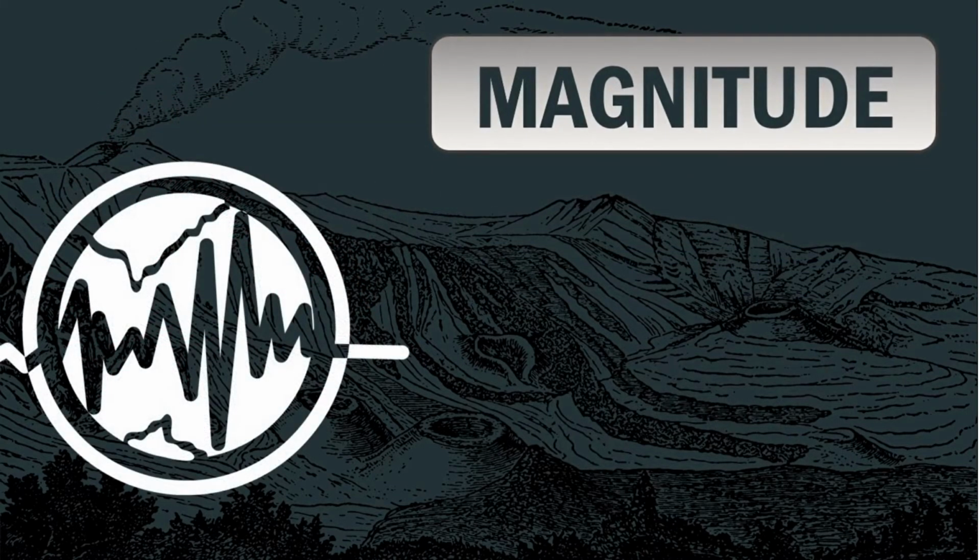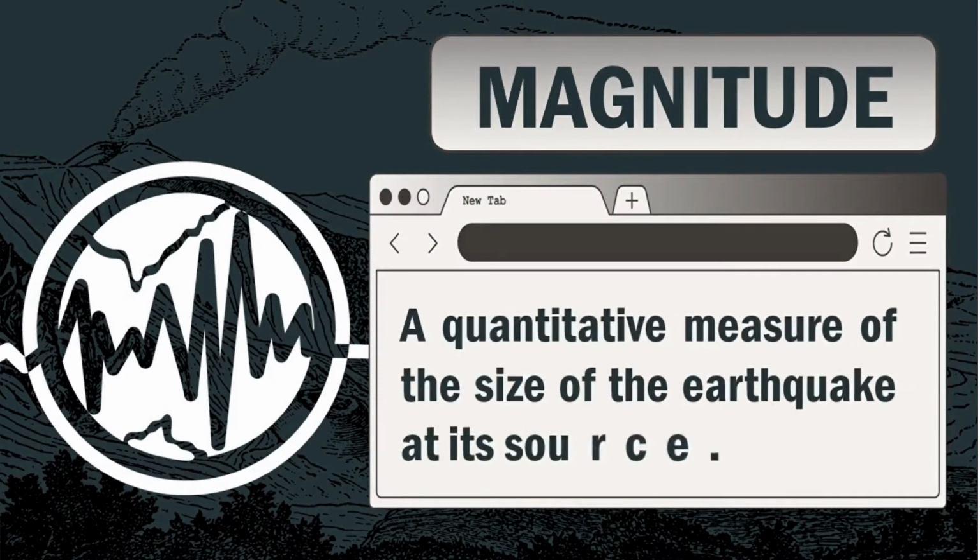Magnitude is a quantitative measure of the size of the earthquake at its source. It is proportional to the energy released by an earthquake at the focus, represented by Arabic numbers, and calculated from earthquakes recorded by an instrument called seismograph.